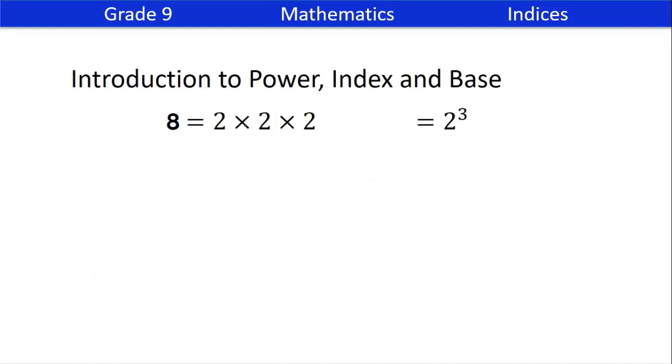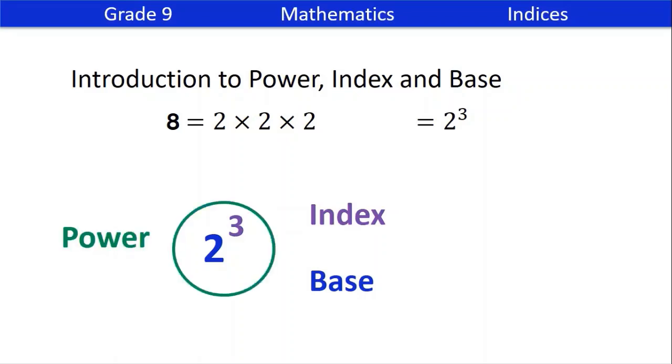First of all, in the lesson indices, let's have an introduction to power, index, and base. Let's say we need to write 8 in index notation. So first of all, we can write 8 as 2 times 2 times 2, and that can be written as 2 to the power of 3. And here in 2 to the power of 3, 2 is the base, 3 is the index, and in totality 2 to the power 3 can be called the power in index notation.